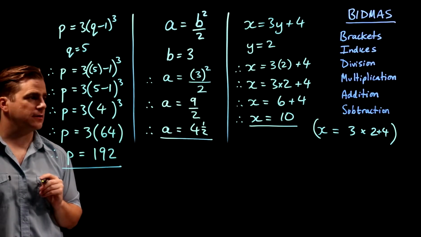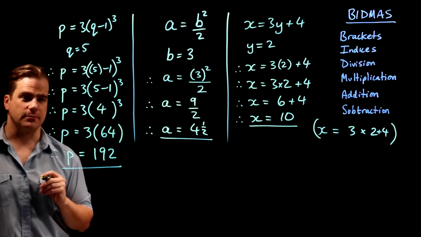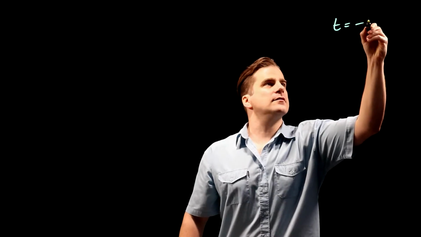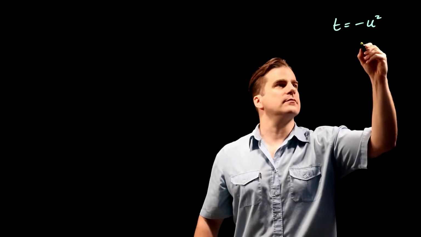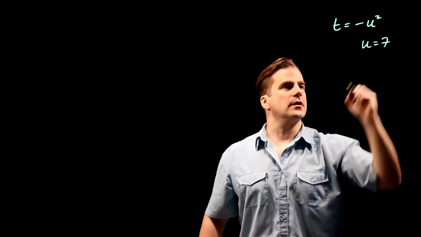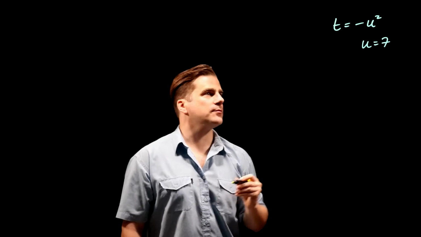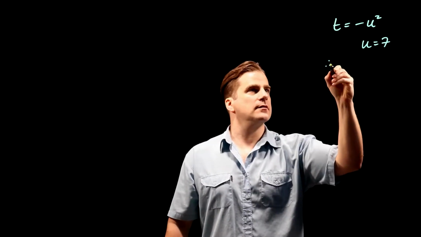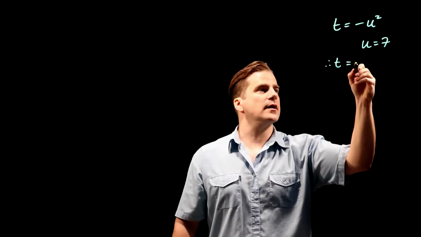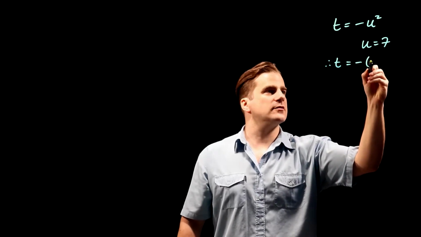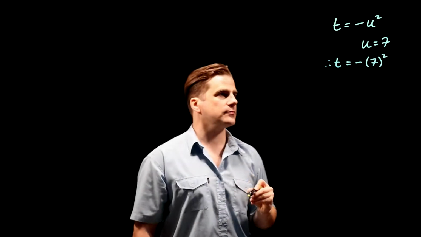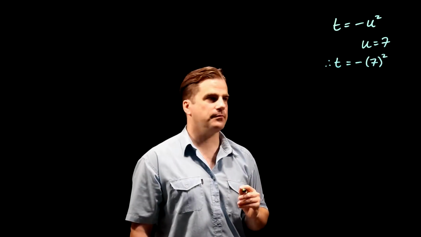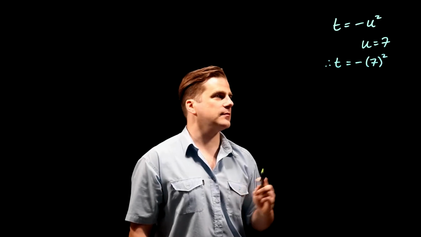Good. Let's do some more examples. Okay, next example. T is minus u squared when u is 7. Okay? So, sub in. T is minus, always use brackets when subbing in, 7 squared. Right. BIDMAS.